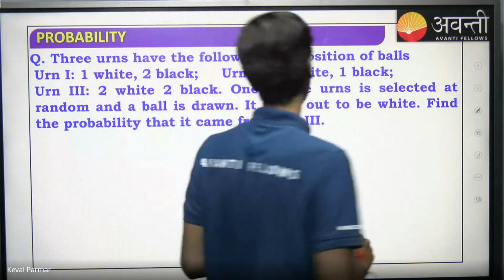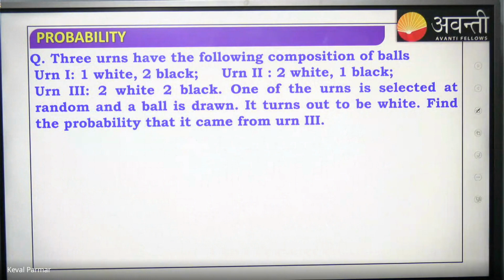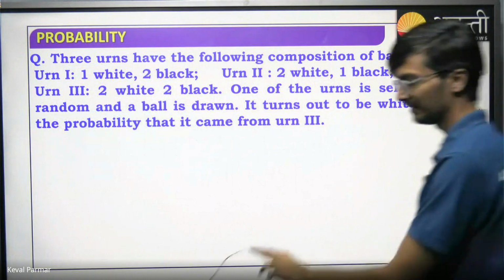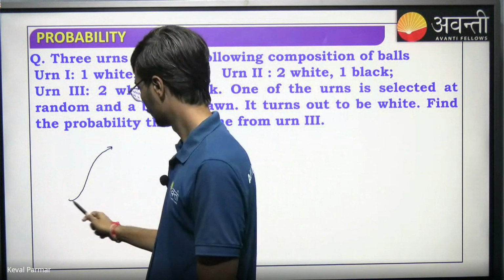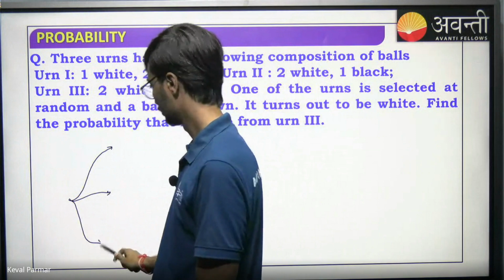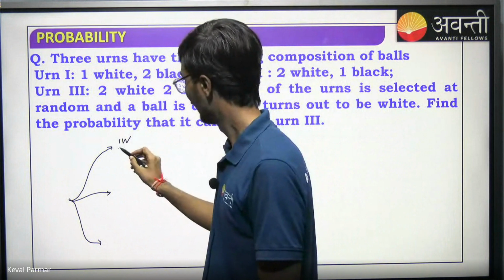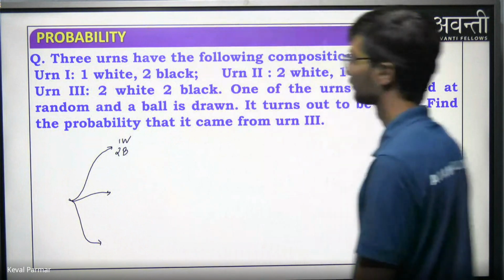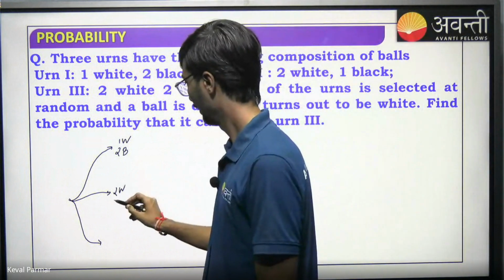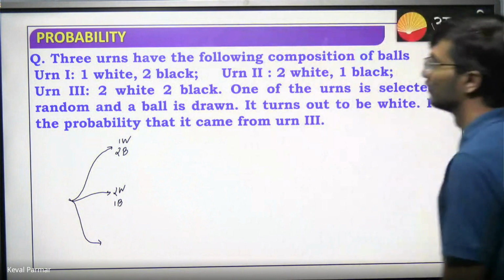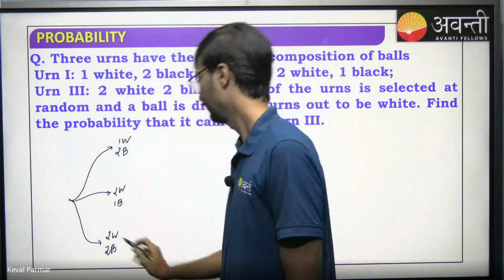So let us read the question first. Three urns have the following composition of balls. So there are 3 urns. Let's see how I draw the tree diagram, right? So this is the first urn, second urn, third urn. In the first urn, 1 white and 2 black balls. Second urn, 2 white and 1 black. And third, 2 white and 2 blacks.